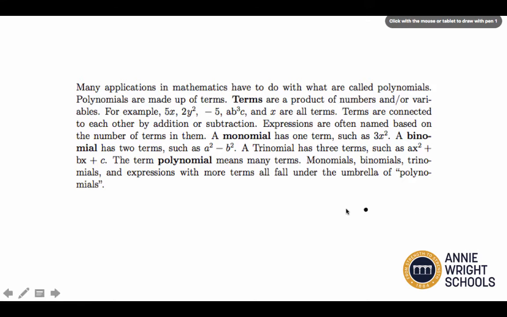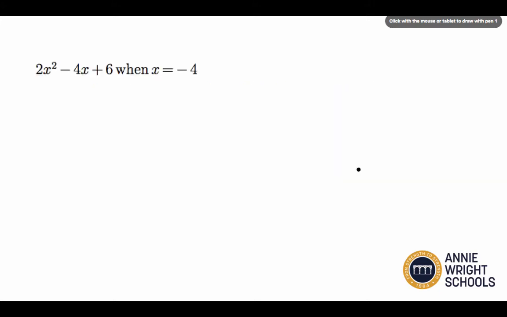A trinomial has three terms, so ax squared plus bx plus c, those three terms, and they're not like terms, so they can't be simplified anymore. So when we say polynomial, we mean all those things: monomials, binomials, trinomials, and more. Everything is a polynomial when they look like that. So take a look at this example.